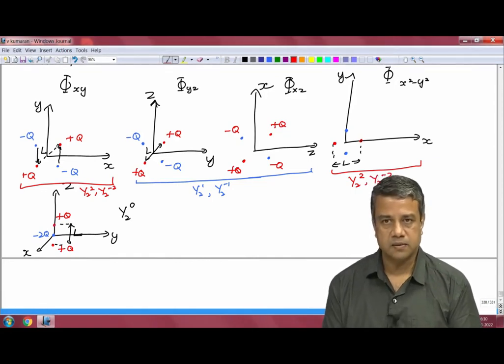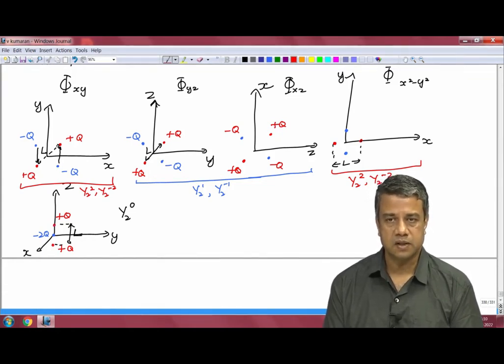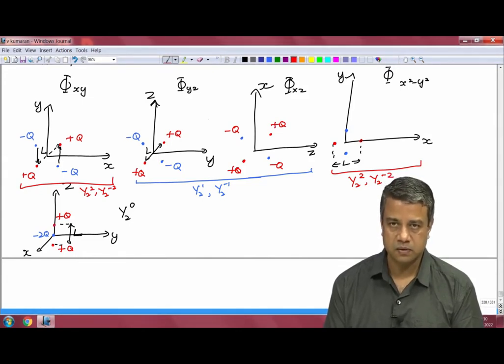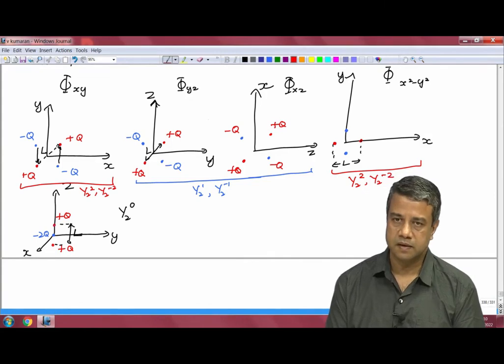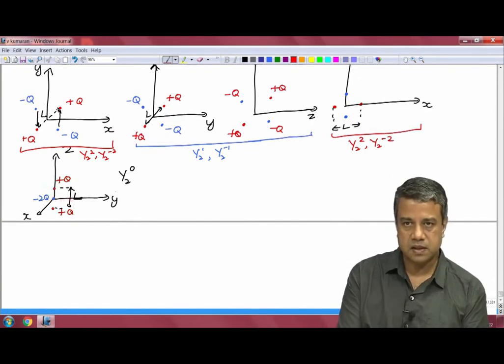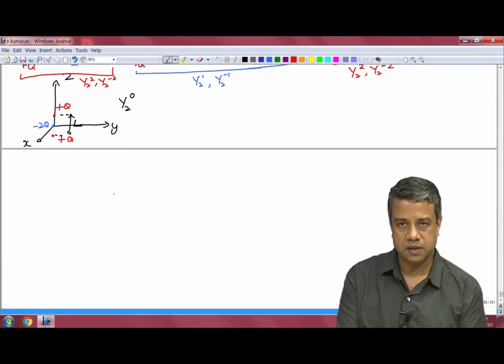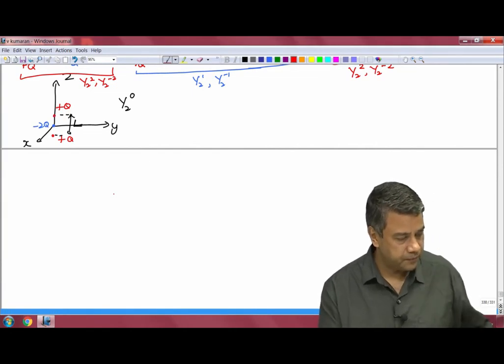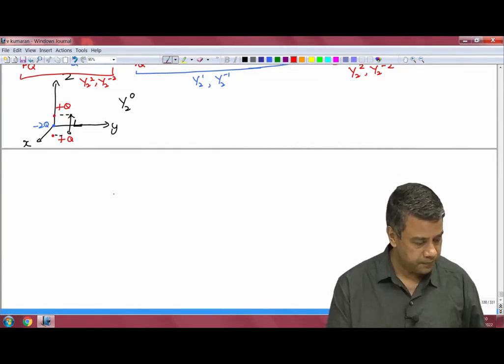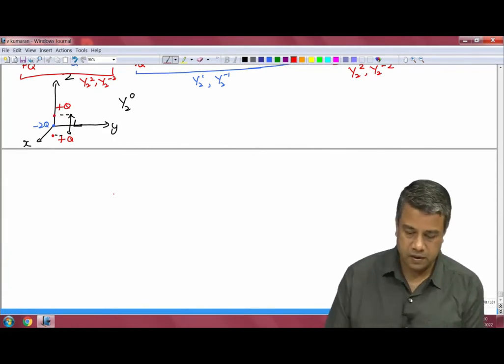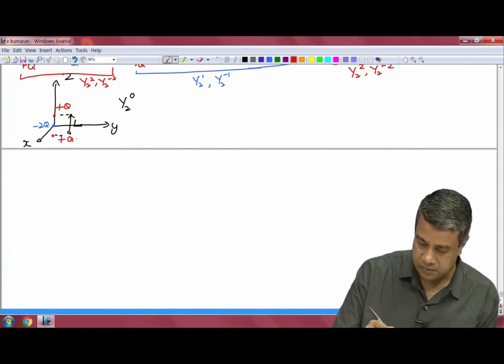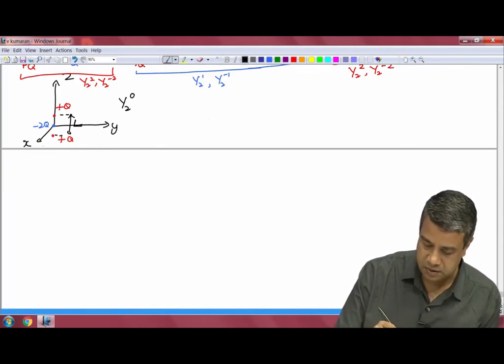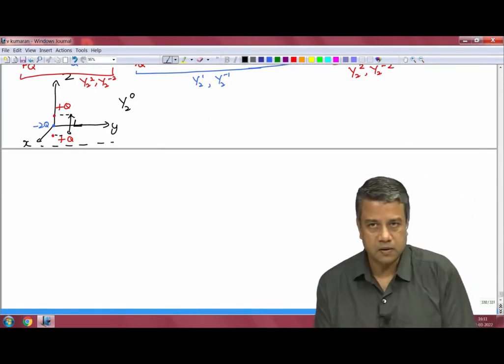So, xy and x square minus y square correspond to n equal to 2 and linear combinations of m equal to plus 2 and minus 2. Yz and xz correspond to n equal to 2 and m equal to combinations of plus 1 and minus 1, and z square is n equal to 2 and m equal to 0. These can be derived. I will derive it only for y 2 0, just to illustrate how the derivation is done, and it can be worked out for other cases.